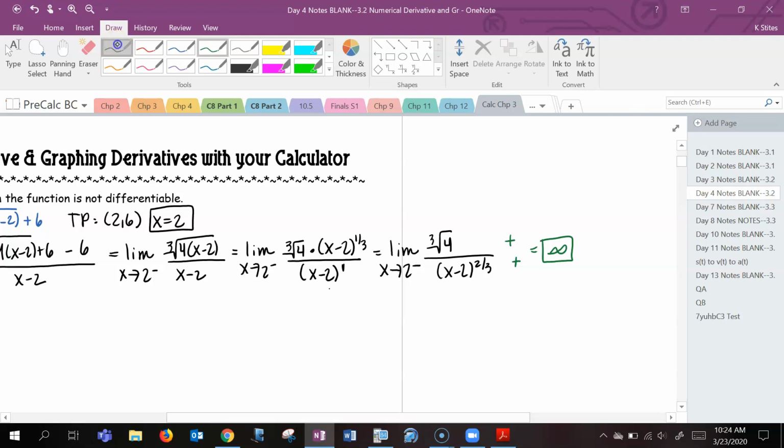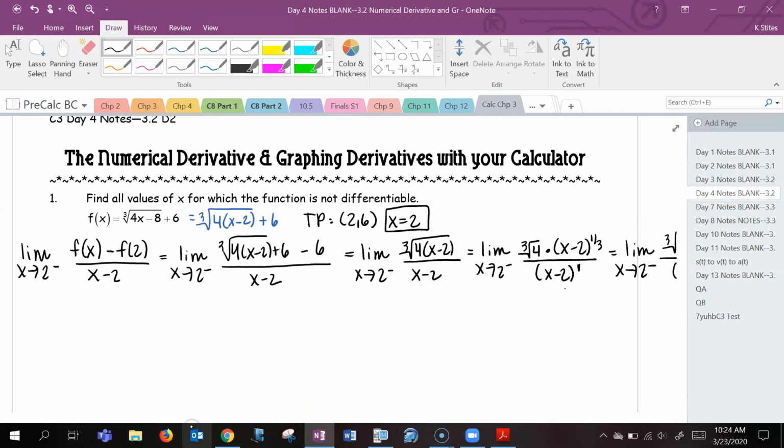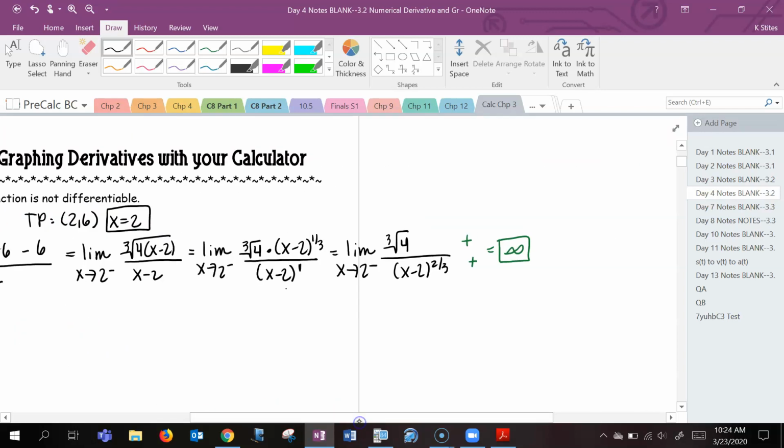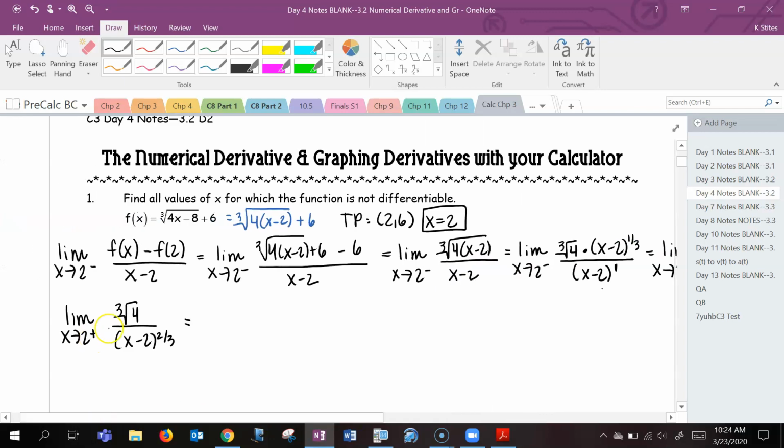Then if we do this limit as x approaches 2 from the right, which I'm just going to bring down over here, all of this work would be exactly the same. So I'm not going to rewrite it all out again. It would just be limit as x approaches 2 from the right of the cube root of 4 over x minus 2 to the 2/3 power. Again, it's just the same thing. Now we're plugging in something just to the right of 2, like 2.01. Well, you're still going to get a positive down here, so it's still a positive over positive, and so that's going to be a positive infinity.